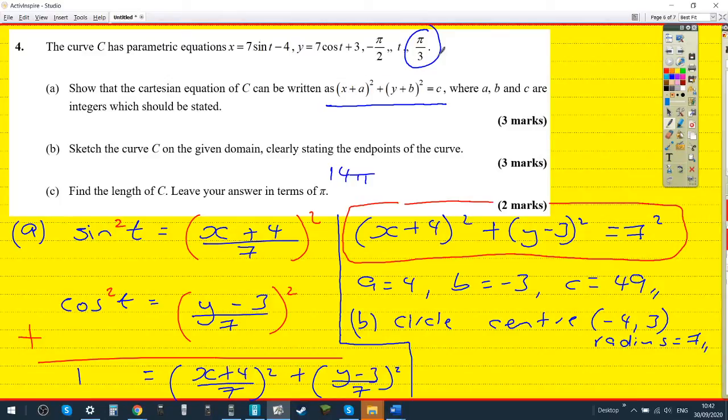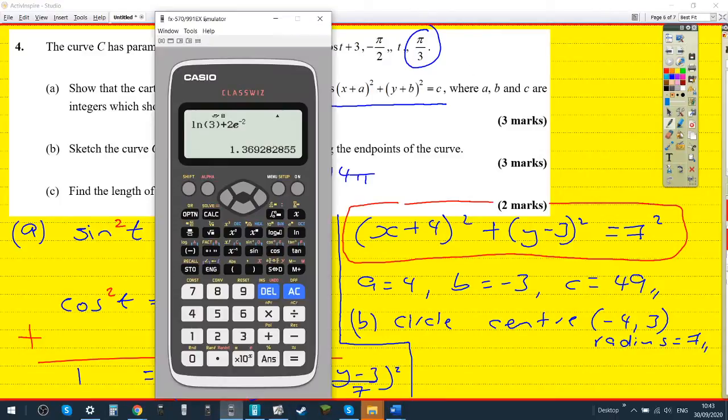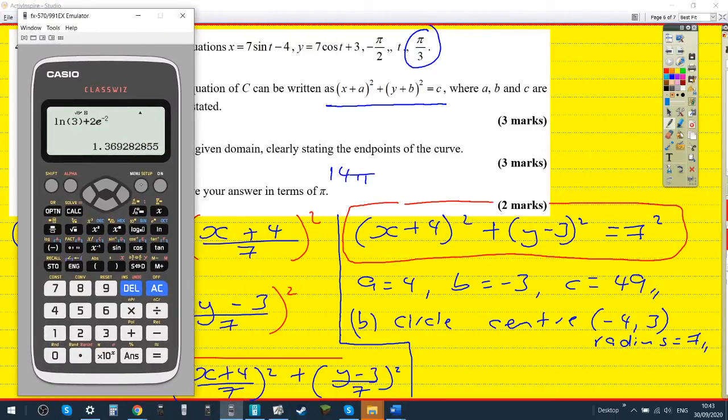Hang on, so that's t. Okay. So what do you get when you sub in pi over 3 into this equation? 7 cos pi over 3 plus 3. Yep. And calculator, what value is that?